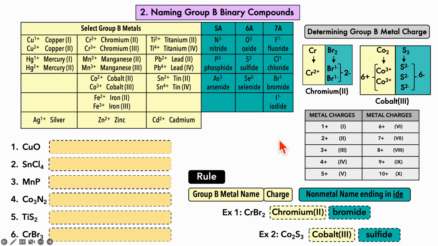The charges on the metals are written in Roman numerals. So this is a charge of 1 plus, a charge of 2 plus, 3 plus, etc. Go ahead and complete naming these 6 compounds.